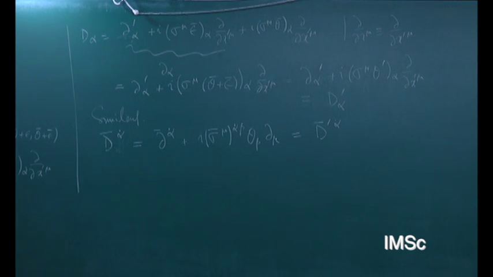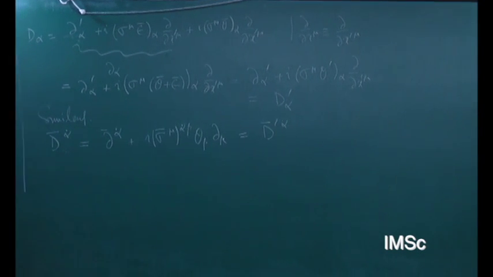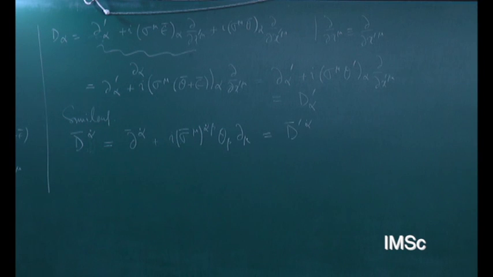Now we have constructed two left-handed covariant derivatives and two right-handed covariant derivatives. This is indexed alpha down, this is indexed alpha dot up. We can lower and raise these through epsilon symbols. So let me write that answer also for you.